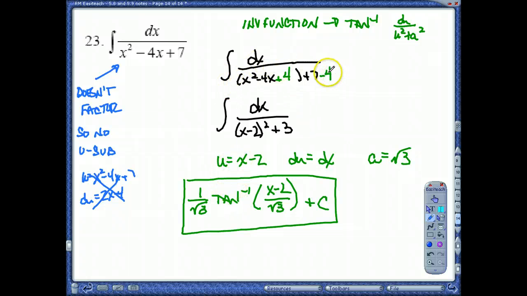Since there weren't any square roots in here, I only had one choice, and that was inverse tangent.